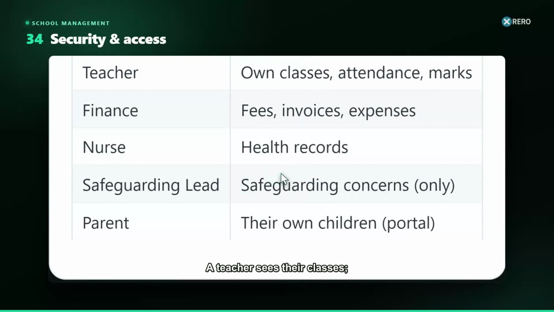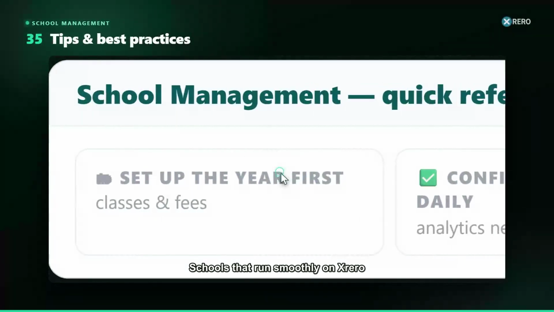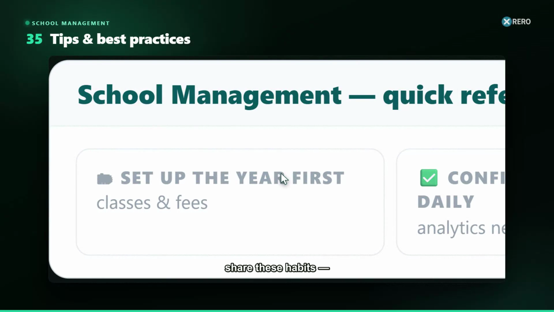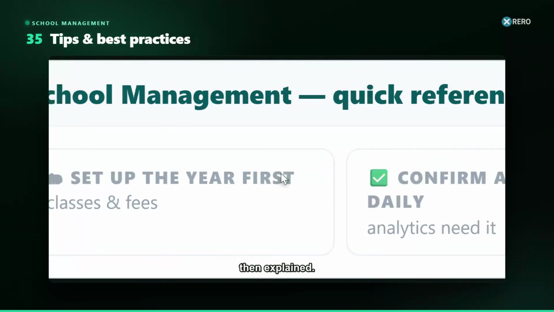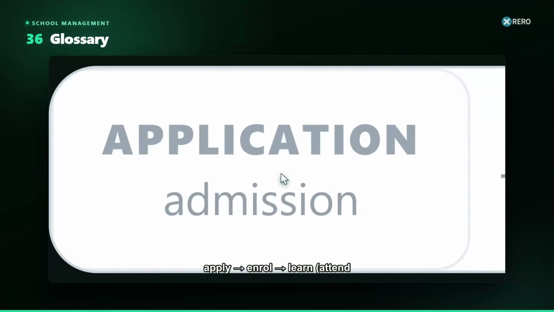A teacher sees their classes, the finance office sees fees, the nurse sees health, safeguarding is locked to designated leads. Parents see only their own children. Schools that run smoothly on Xrero share these habits, summarized here, then explained. The student journey in five words: apply, enroll, learn, attend, exams, fees, and support, promote.